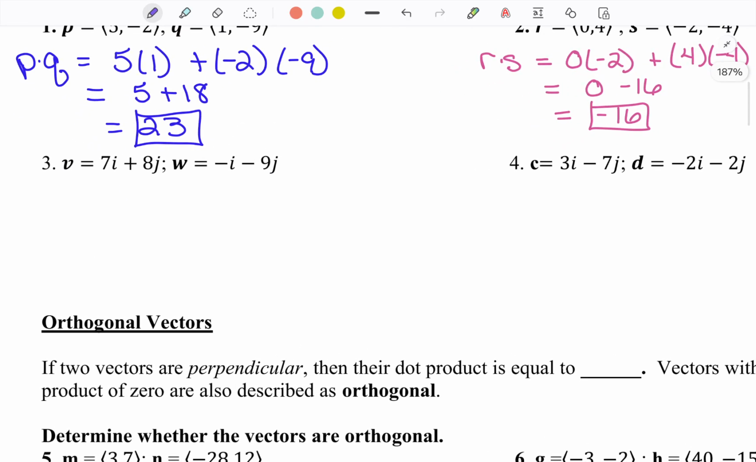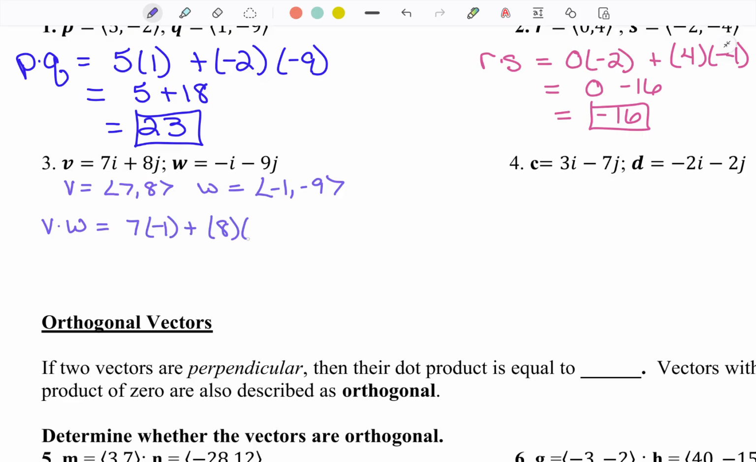And then for number 3, we have two linear combinations. So we are going to change those to component form really quick. So we'll have v as 7, 8, w is negative 1, negative 9. And then we will find that dot product of v times w, because we will have 7 times negative 1 plus 8 times negative 9. And that gives us negative 7 minus 72, and that gives us negative 79.